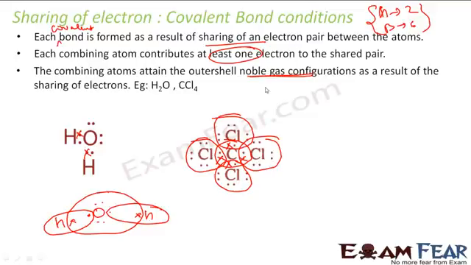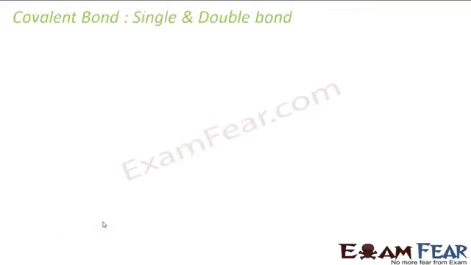And in this one pair, each atom contributes 1 electron to a pair. So it's not that both the electrons come from this carbon. So 1 comes from carbon, 1 comes from chlorine. Here also, if you see, 1 comes from oxygen, 1 comes from hydrogen. 1 from hydrogen, 1 from oxygen. These are the shared pairs. Correct?